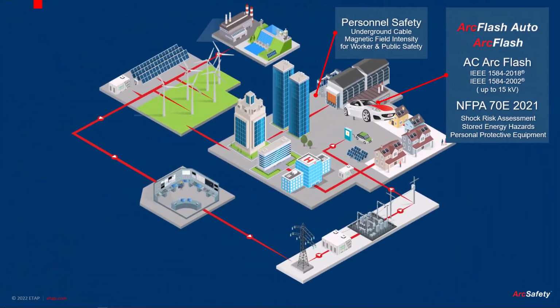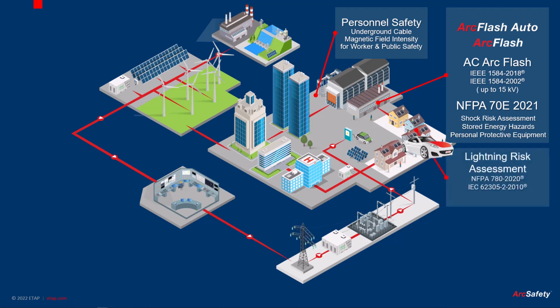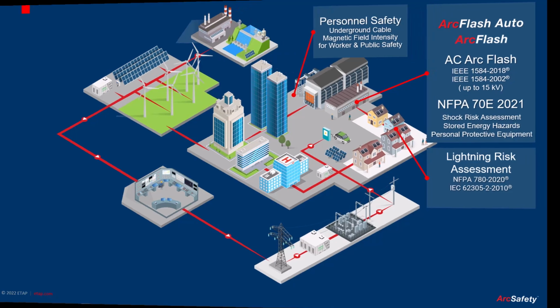So let's move on to the next application that is available in ETAP, which is related to the lightning risk assessment for a particular building based on the NFPA 780 standard 2020 or IEC 62305-2. This standard is also useful to evaluate whether a lightning risk assessment needs to be performed and the corresponding measures that need to be taken on installing surge protective devices.